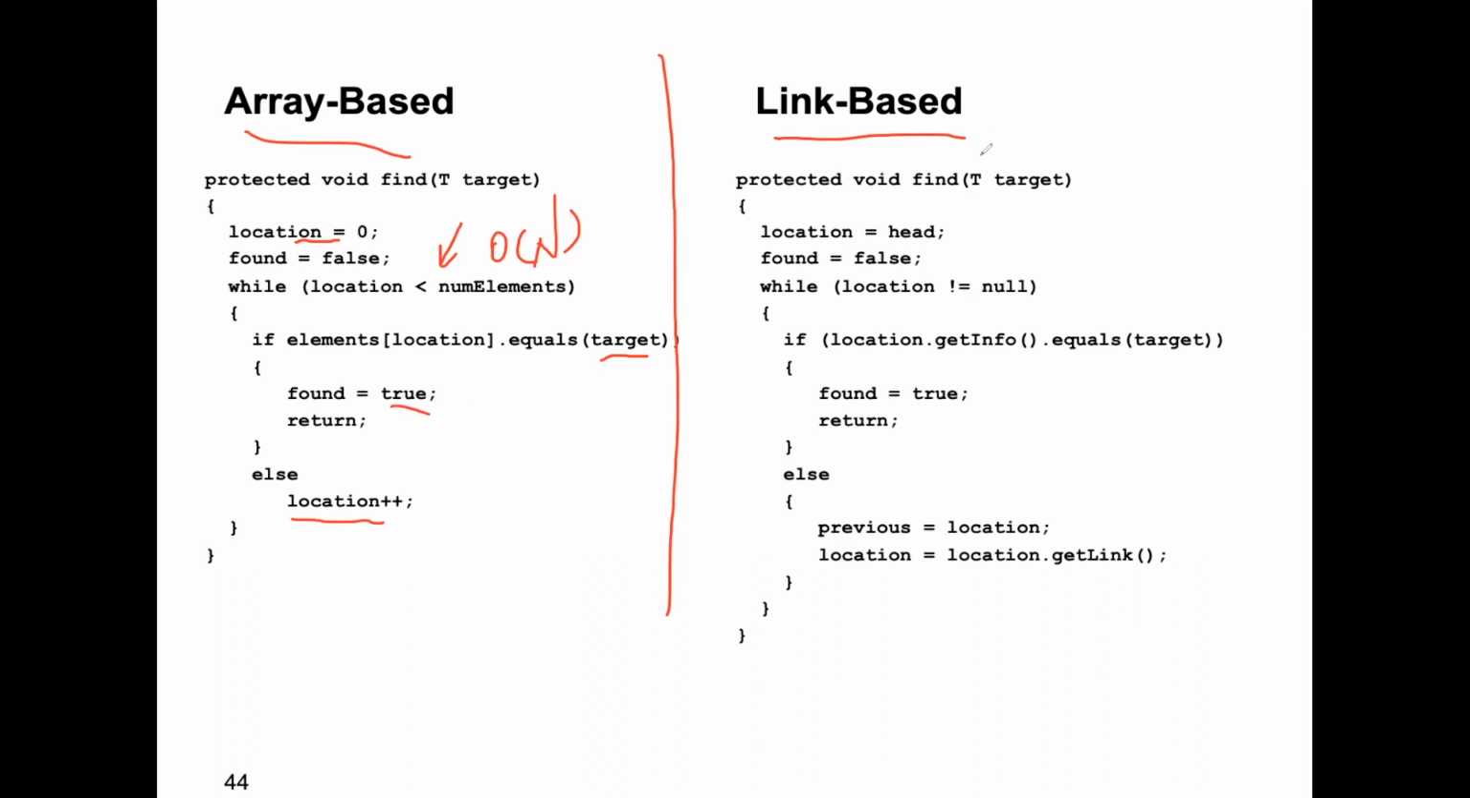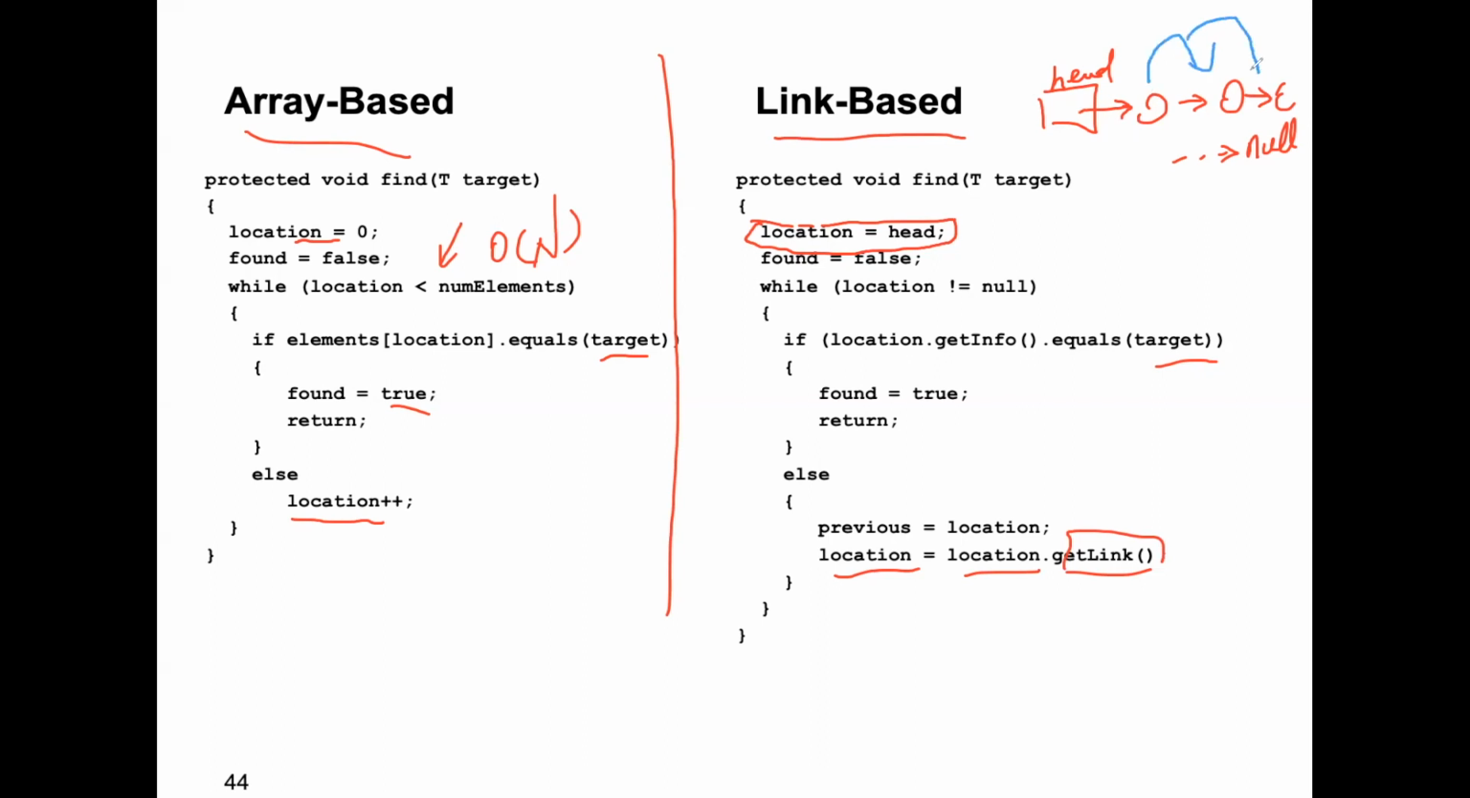In a linked list approach, we have to start up with the location being at the head, which is a label to the beginning of your linked list. Like so. Recall your linked list ends with a null pointer, which terminates it. As long as your target is not found, you will continue to advance into the next node, and that is done by location equals location.next or get link. So this allows the pointer to hop from one node into next. So node hopping happens here.